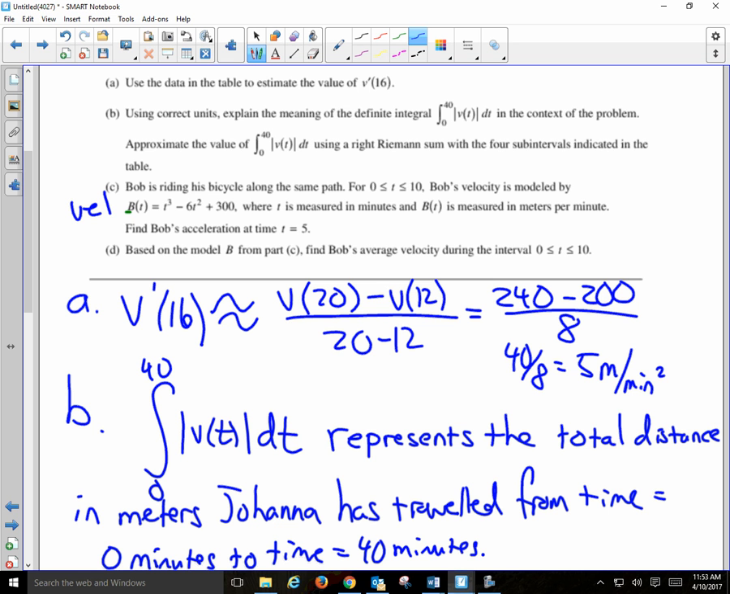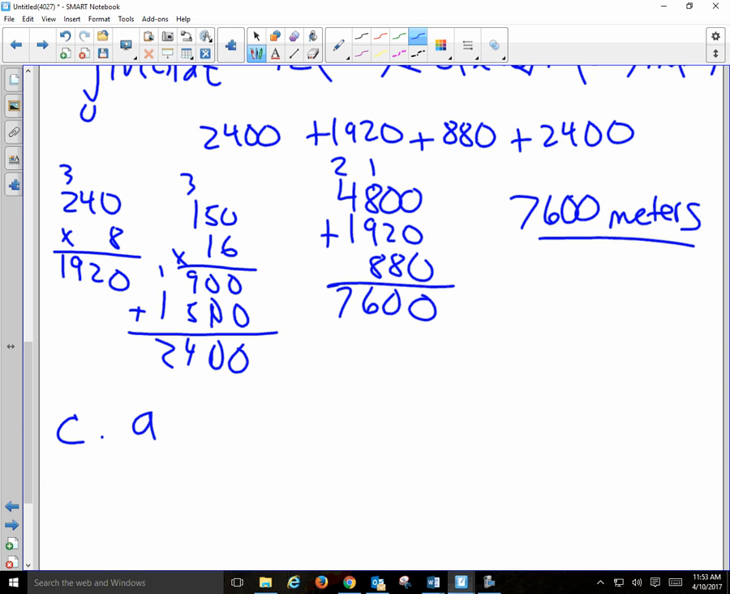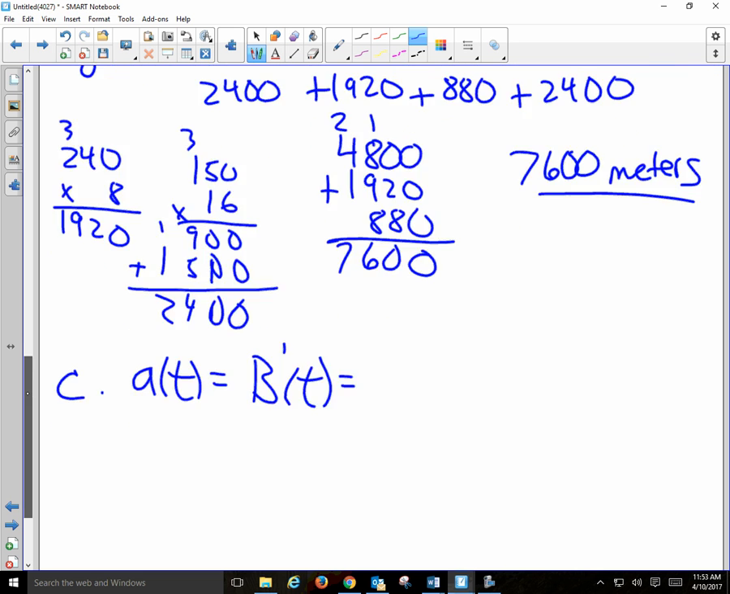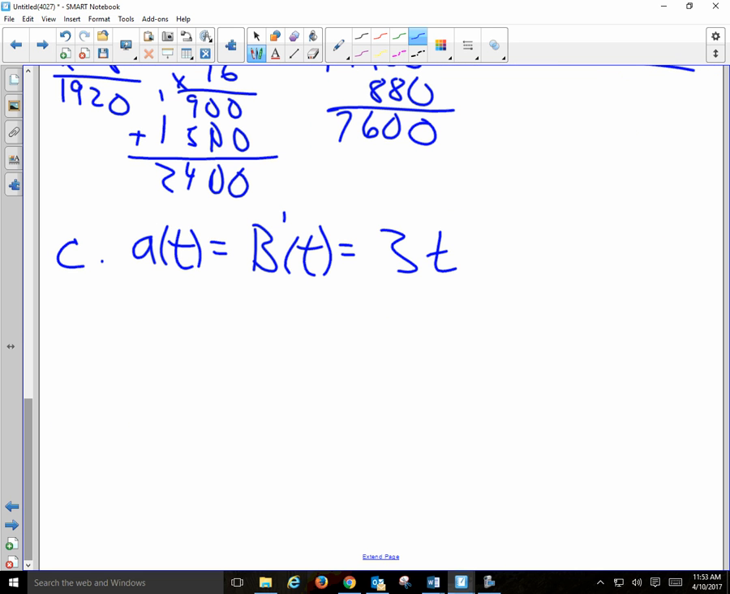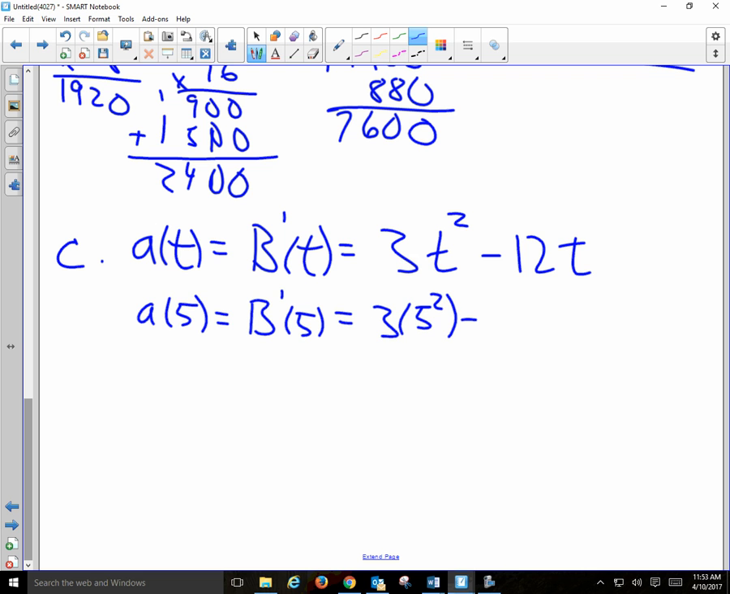If we plug in 5, that will give us velocity. We want the derivative, so acceleration at time t is equal to b prime of t, which is, what's the derivative of that function? 3t squared minus 12t. And at what time are we looking for it? So a of 5 is b prime of 5, which is 3 times 5 squared minus 12 times 5, or 75 minus 60, 15 meters per minute squared, because it's acceleration.